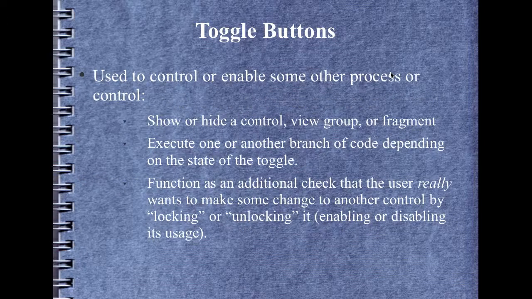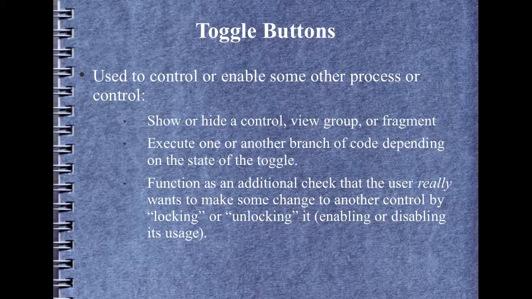So we use these to control or enable some other process, state, or control in the application. We could use these to show or hide a control, maybe show or hide a view group, or even a fragment that we're going to talk about in the next video discussion. We could execute one or another branch of code depending on the state of the toggle. We could, for example, use the toggle as a gate to allow the user to perform something or deny the user, so kind of an unlock button.